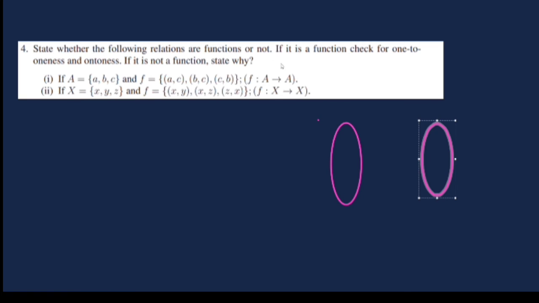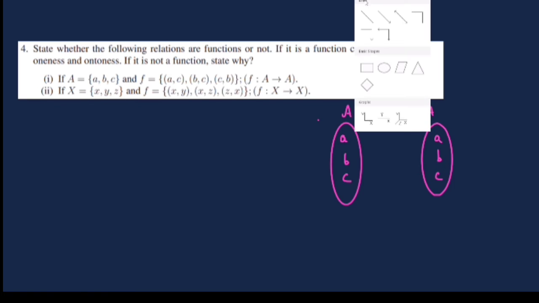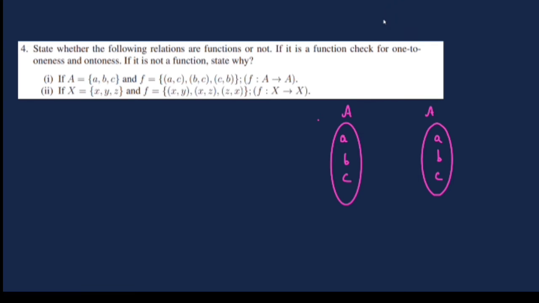The sets are A only, A to A. It is given, the function is given from A to A. So what is the set A given? A, B, C. Here also the domain and codomain both are the same. In this case both are same. Now they are given here A to C, right? A to C.